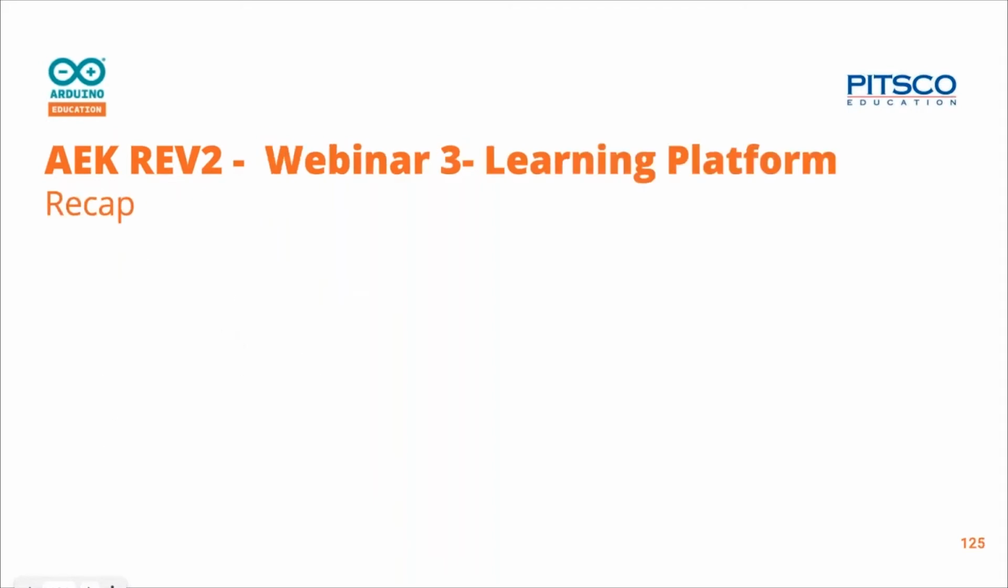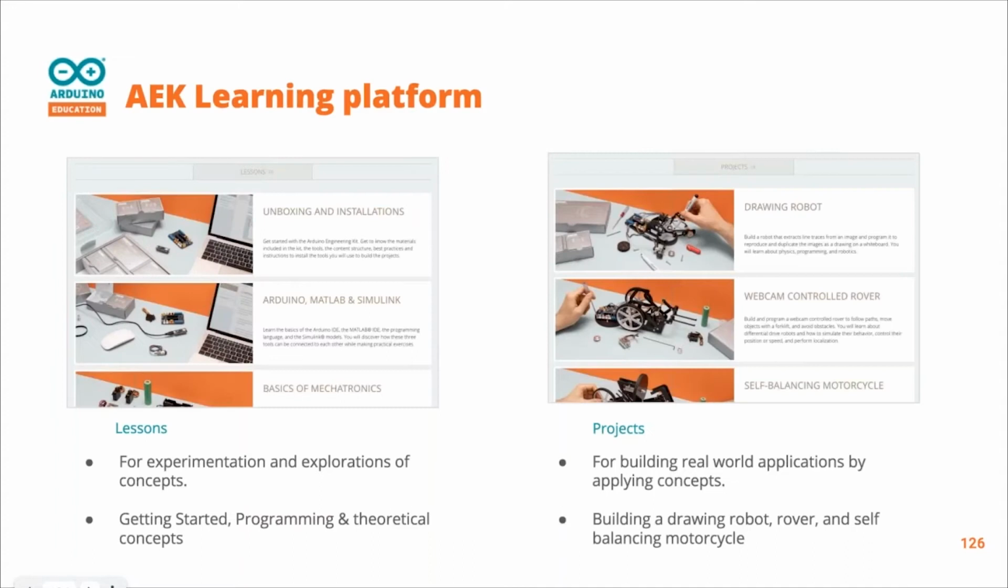But first, let's take a look at the recap for last webinar, webinar number 3, when we learned everything about the engineering kit platform. So remember that when you buy the engineering kit, you have access to the software, the hardware, and also the content is on our learning platform, where you will find 3 lessons and 3 projects. So the lessons are very good for experimentation and to explore the different concepts that we introduce in the engineering kit, like mechatronics, robotics, etc.